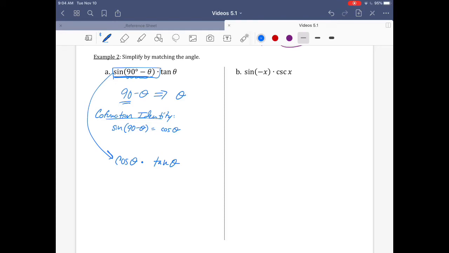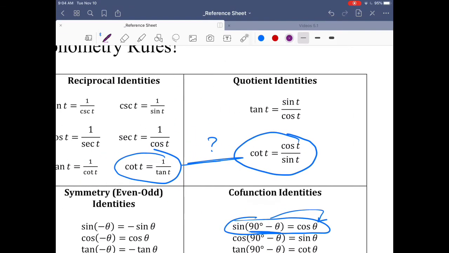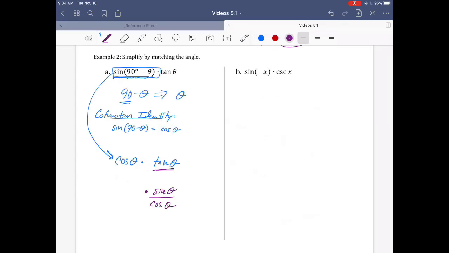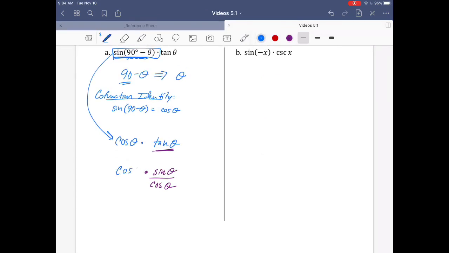Well, now what? Just like we did in example number 1, now we're going to need to simplify a little bit, or substitute a little bit, that is. So let's take out tangent and write tangent as sine over cosine. That's one of our basic quotient identities. One of the definitions of tangent is that it is equivalent to sine over cosine. So we bring our cosine down from this step, and now cosine divides out cosine, leaving us with a nice, simple expression to end the problem with.